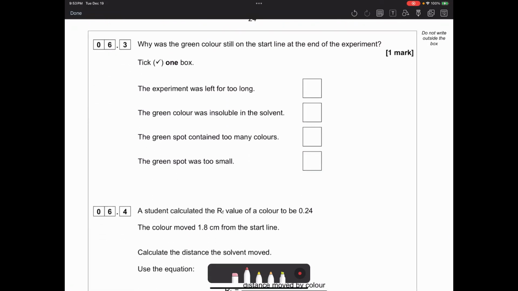Why was the green colour still on the start line at the end of the experiment? Well, I mentioned this before. It's not because the experiment was left too long. It would never move. The green colour was insoluble. If you've got an insoluble substance like pencil, like you should draw your start line in, the pencil line should never move. And if you've got a colour that is insoluble, it will never move. It's not because it would contain too many colours, because they would all separate out. And it's not because the green spot was too small.